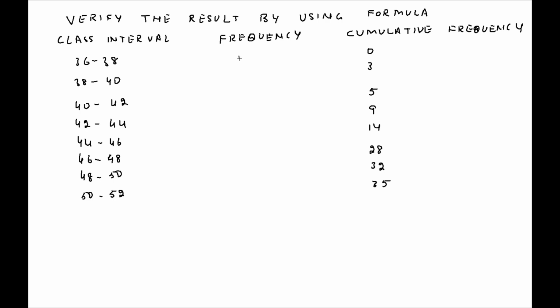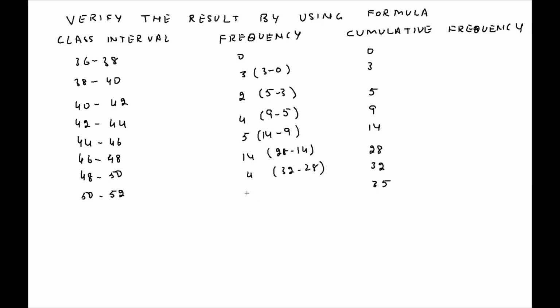Frequency, first frequency is 0. Next will be 3 minus 0, 3. Next will be 5 minus 3, 2. Next will be 9 minus 5, 4. Next 14 minus 9, 5. 28 minus 14, 14. 32 minus 28, 4. 35 minus 32, 3. Now here n is 35.